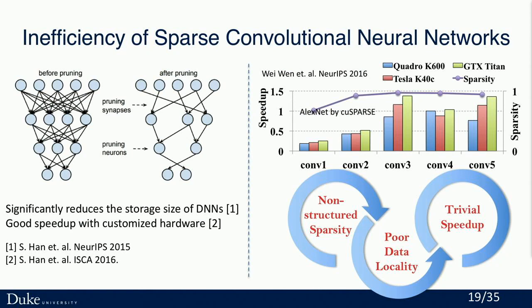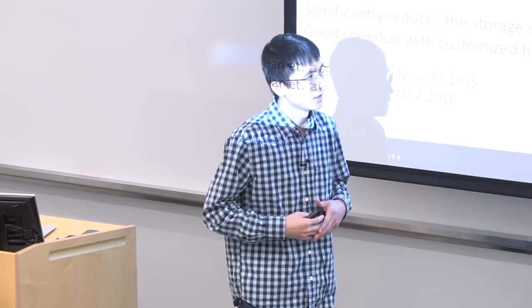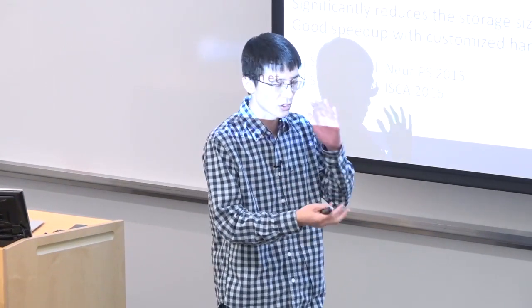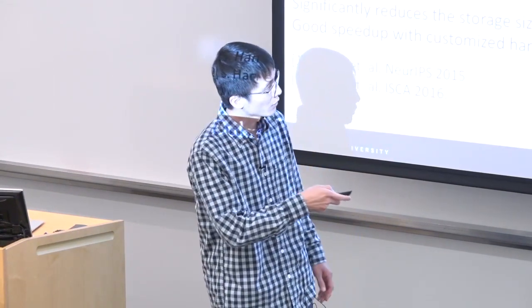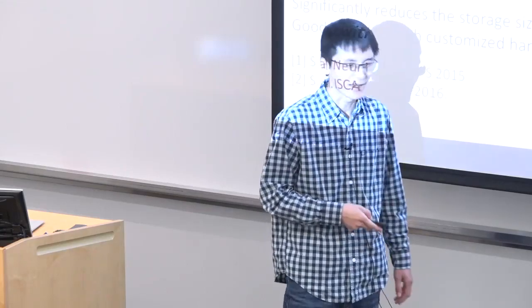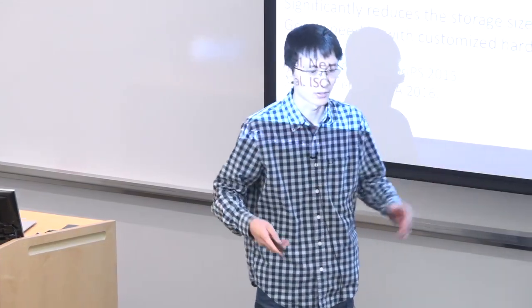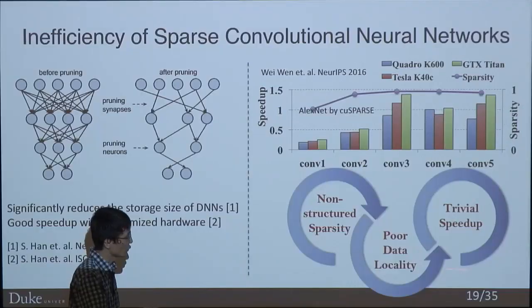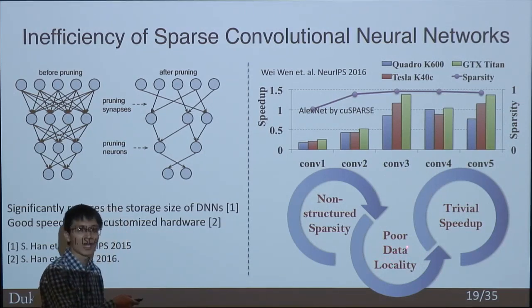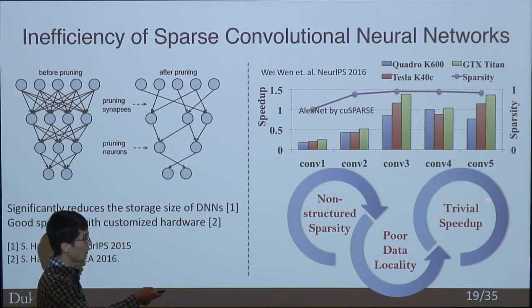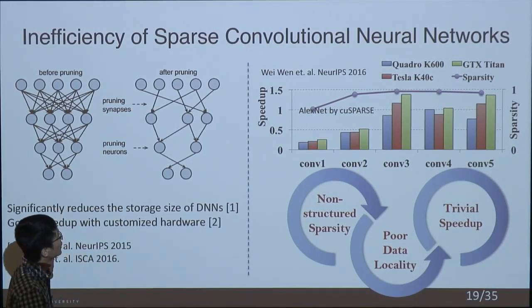So why? Because the sparsity is non-structured. It's randomly distributed, but the hardware is very customized for regular computation. The non-structured pattern breaks the regularity needed for hardware parallelization, and so it has very poor data locality and gets only a trivial speedup.